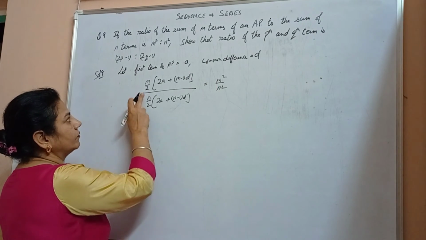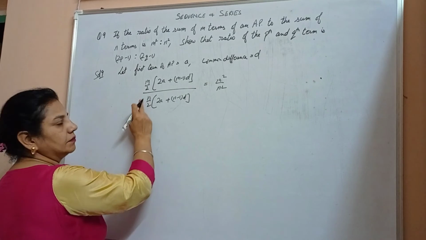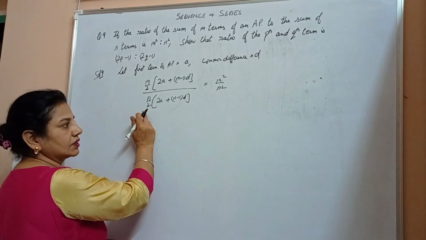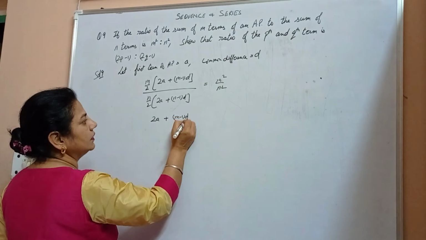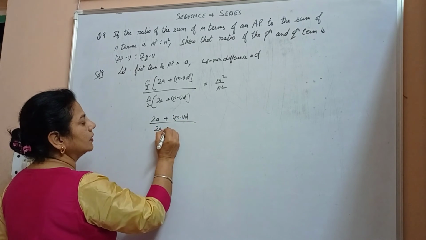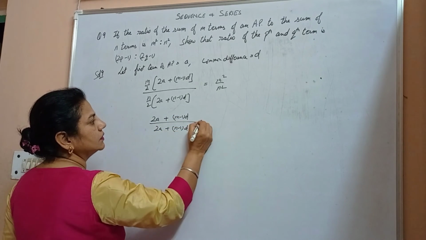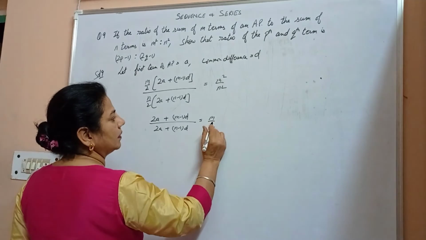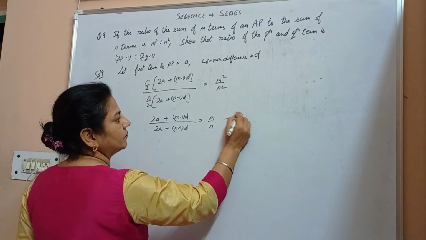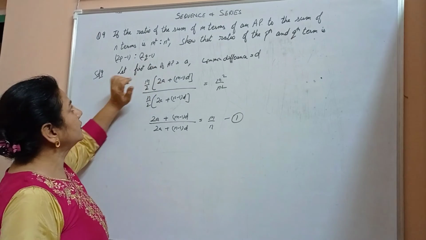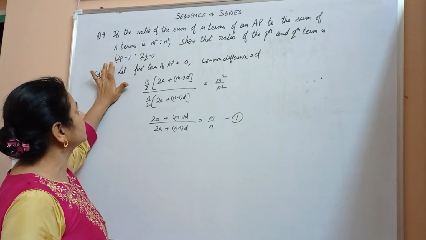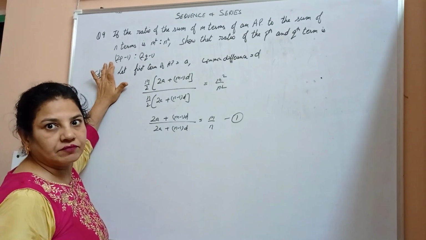So m cancels out, and n by 2, half and half also cancel out. I am left with (2a plus (m minus 1)d) upon (2a plus (n minus 1)d) is equal to m by n. This is my first equation. Now the pth and the qth terms are in the ratio 2p minus 1 to 2q minus 1. This we have to prove.